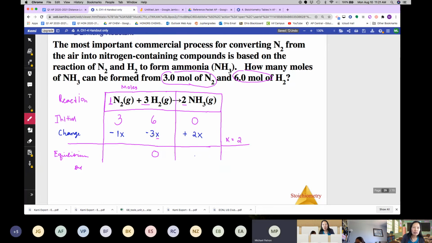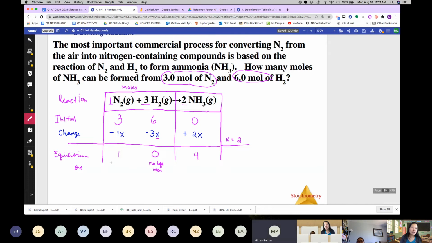This 3 times 2 is 6. 6 minus 6 equals 0, right? Over here, what would that be? 1. Because 2 times 1 is 2, and 3 minus 2 is 1. What would this be? 4. Okay. If X were 2, this means that I used up all the H2 and I have no leftovers, right? That makes sense?